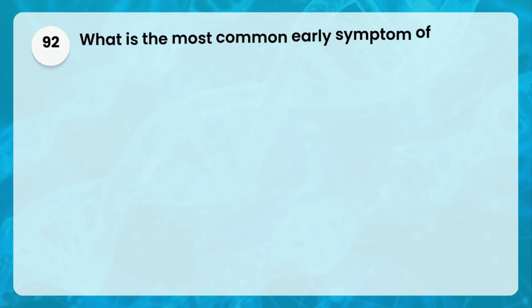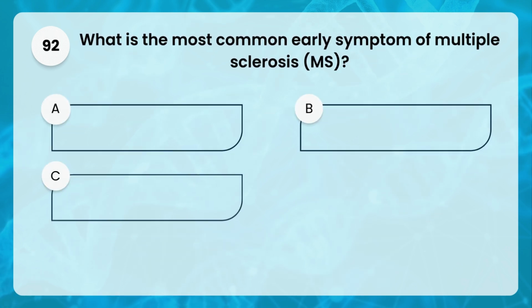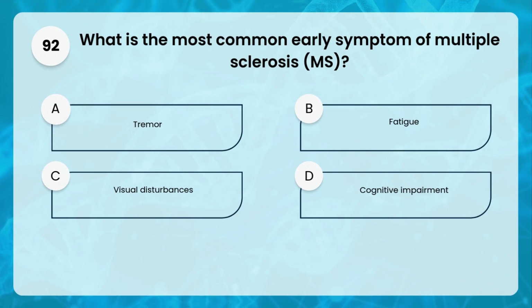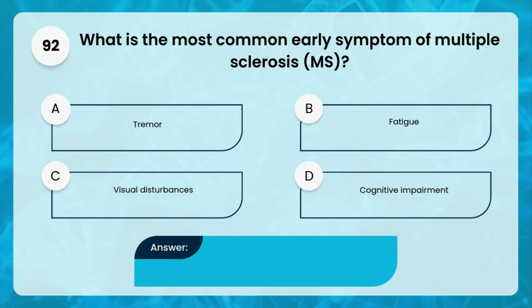Number 92. What is the most common early symptom of multiple sclerosis? A. Tremor. B. Fatigue. C. Visual disturbances. Or D. Cognitive impairment. The answer is C. Visual disturbances.